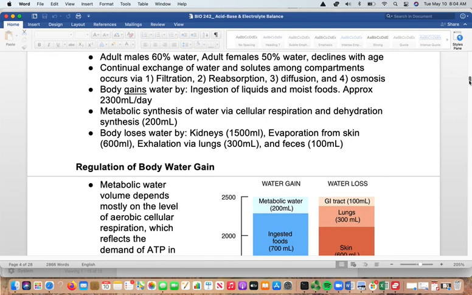And then body losses of water through the kidneys. That's about 1,500 milliliters. You have about 600 milliliters evaporate from the skin, 300 milliliters from the lungs, 100 milliliters from feces. So if a person is exercising, the evaporation from the skin could change. If they're in warm or humid conditions, that can change as well.